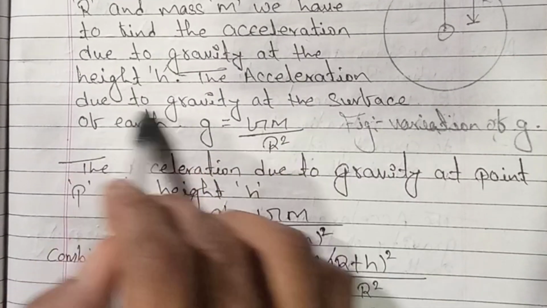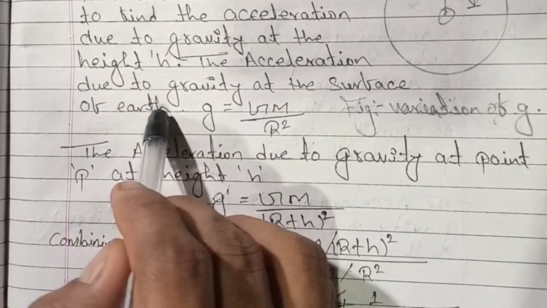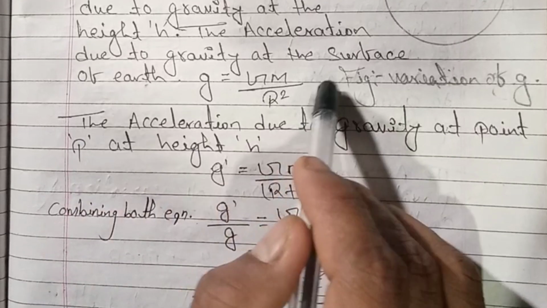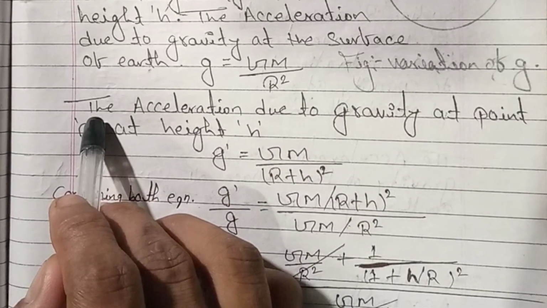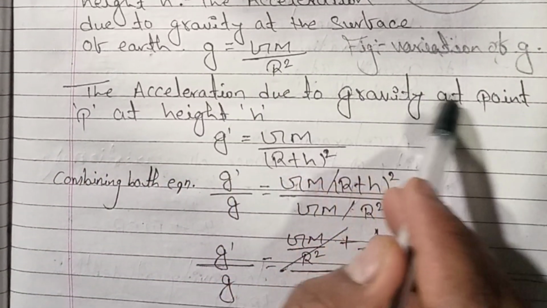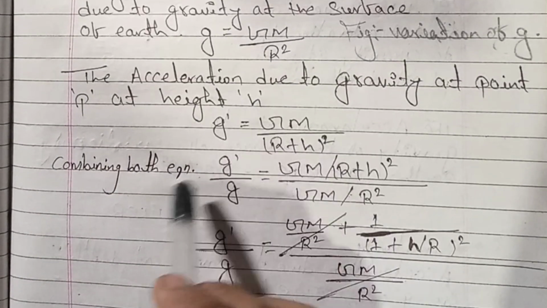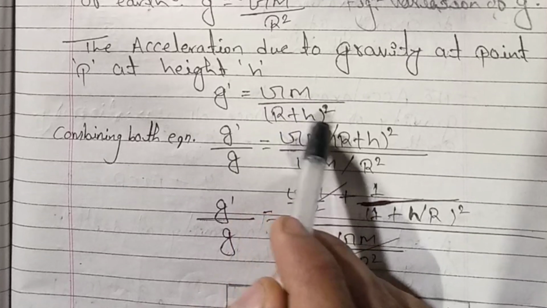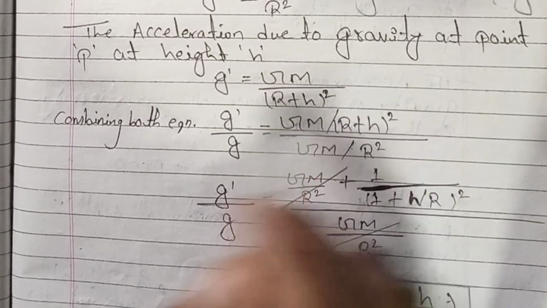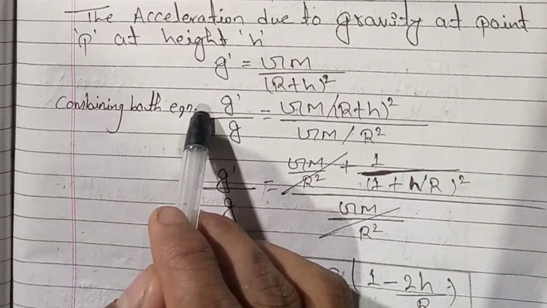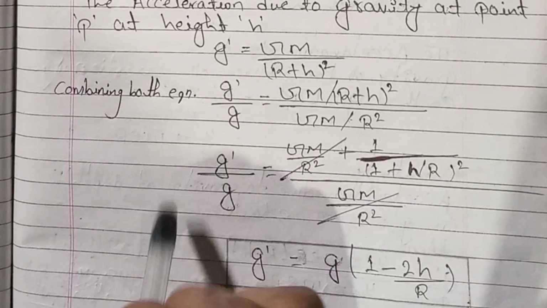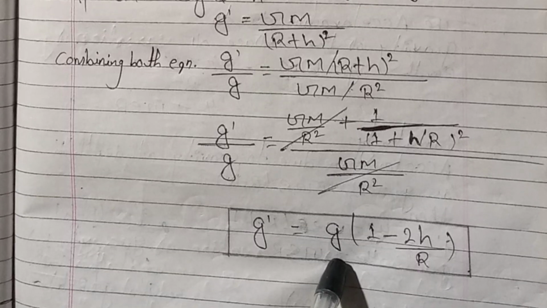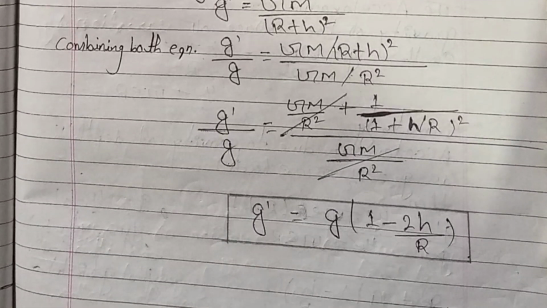The acceleration due to gravity at the surface of the earth, g, is equal to GM by r square. Equation number 1. The acceleration due to gravity at point P at height h, so g dash is equal to GM by (r plus h) whole square. Equation number 2. So combining both equation 1 and equation 2, you can calculate this equation. So the answer is proved now.